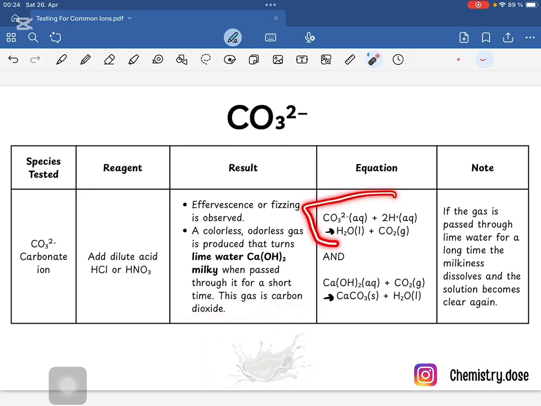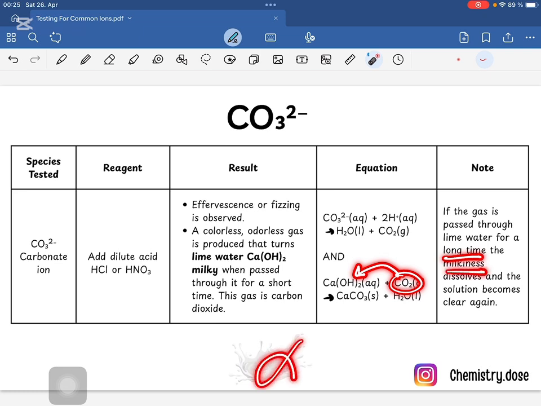This is the reaction of the carbonate ion with the H+, which will lead to the formation of CO2. And if we pass the CO2 through the lime water, then we're going to have the CaCO3 solid with water. Now, a note that if this gas is passed through lime water for a long time, the milkiness can dissolve and go away, and the solution becomes clear again.